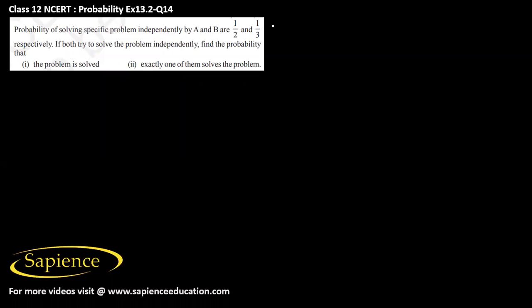Okay, so here it has been asked that the probability of solving a specific problem independently by A and B are 1 by 2 and 1 by 3 respectively. If both try to solve the problem independently, find the probability that the problem is solved and exactly one of them solves the problem.